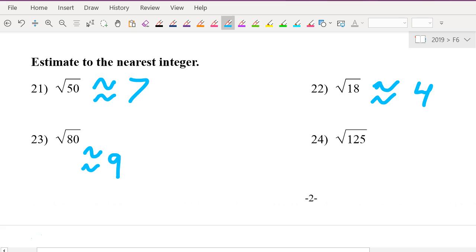What about number 24? 9. Well, it's between 11 and 12. What's 11 squared? 121, right? And 12 squared is 144. So I think it's closer to 121. The squiggly means approximately. Although I don't know why I drew them so big. They're not supposed to be that huge.